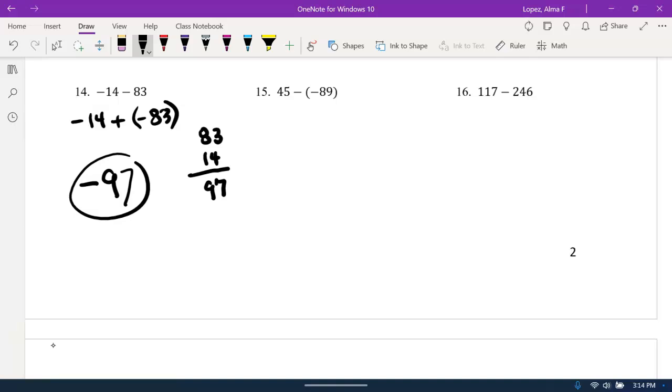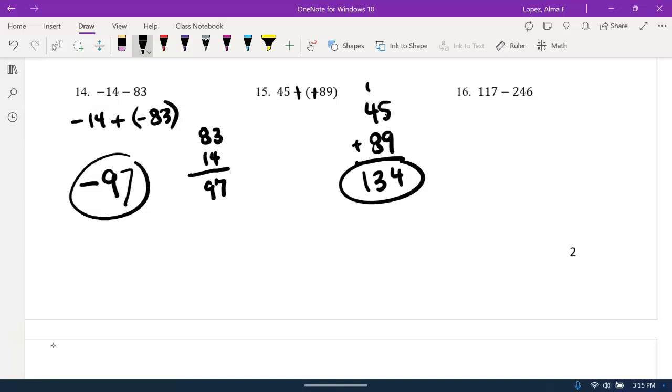45 minus a minus 89. Oh, that's a double negative if I've ever seen one. So now we're really just adding two positive numbers together. 5 plus 9 is 14, carry the 1. 1 plus 4 is 5, plus 8 is 13. 134, and because they're both positive, the answer stays positive.